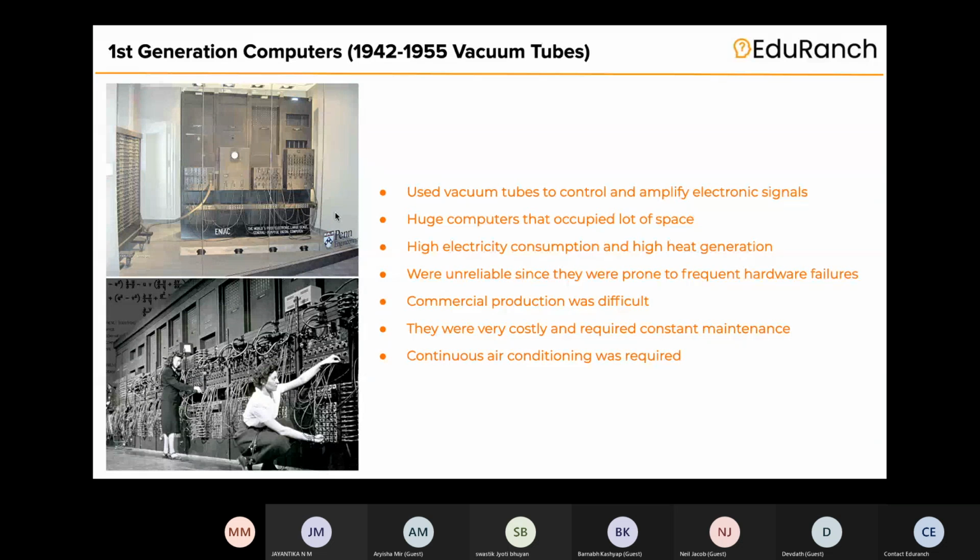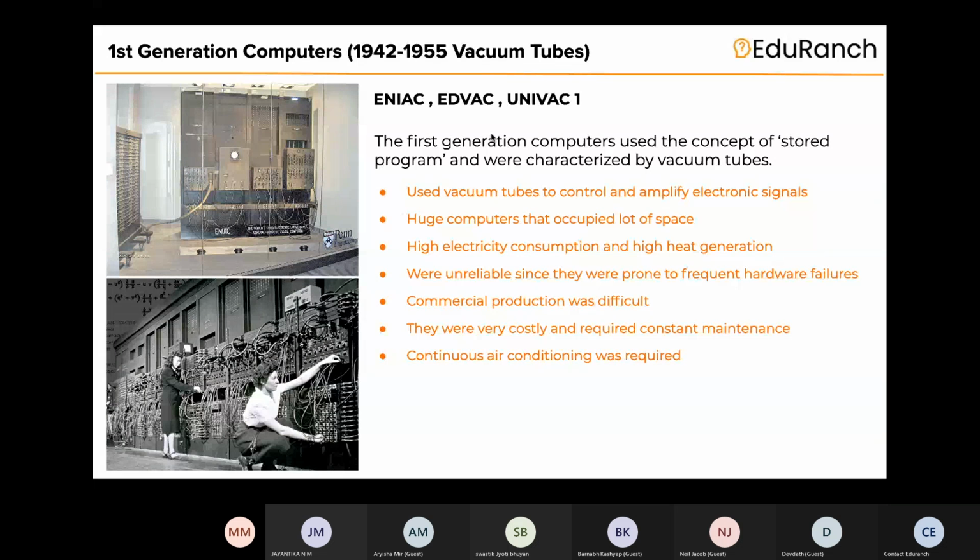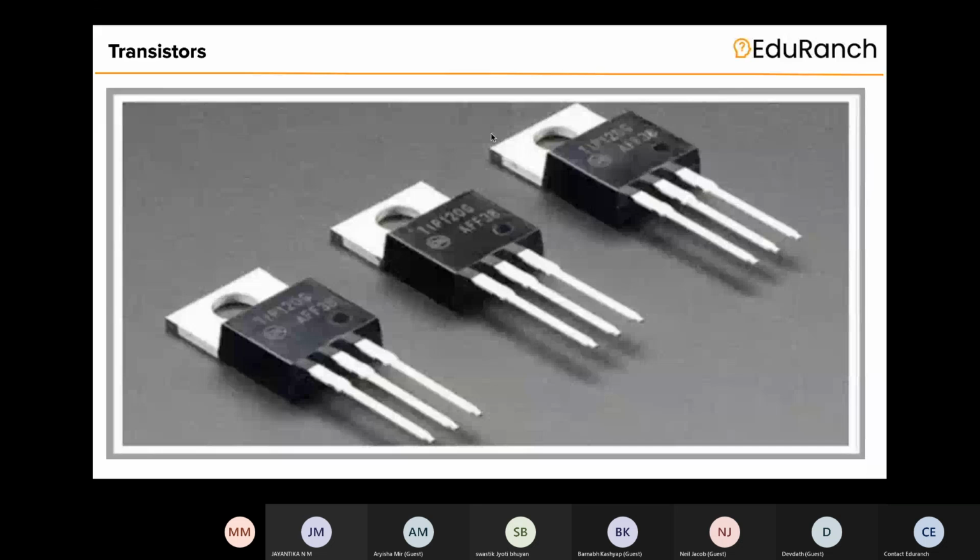So it also required, because of heating of the vacuum bulbs or tubes, basically the whole electrical computer used to get heated, and you need cooling for that, and then it can only operate for a certain period, not more than a certain period. The earlier electrical computers were called UNIVAC 1, ENIAC, EDVAC. That's the first generation computers.